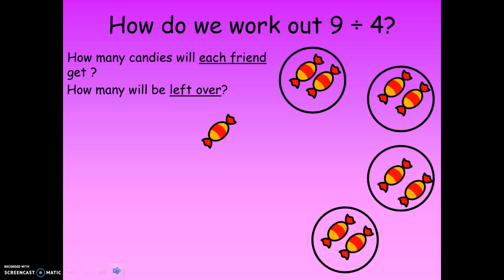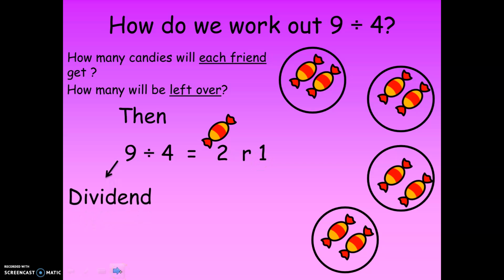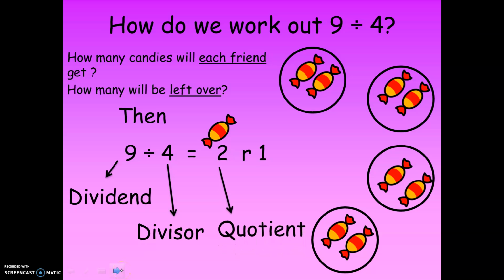To represent this using math, we will do it like this. If Mona wants to give 9 candies to 4 friends, each friend will take 2 candies and 1 will be left over. The first number in division is named the dividend. The second number in division is named the divisor. The answer for a division sentence is called the quotient, and the leftover in Mona's hand is called the remainder.